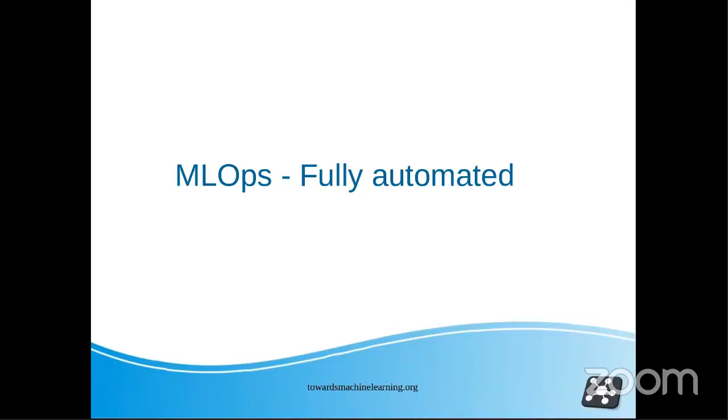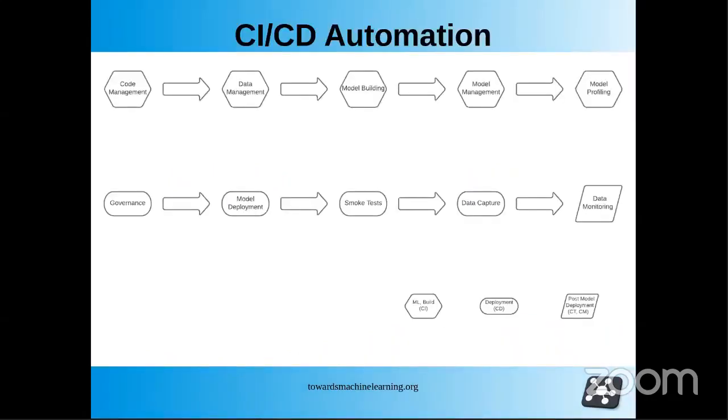Will be restricted to this particular diagram. Let me show a part of it. So everything that you see in this hexagon is the CI pipeline.